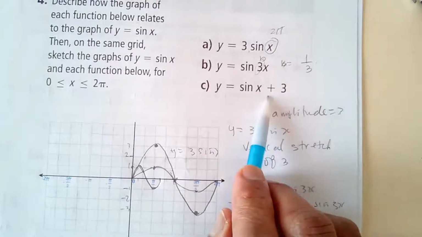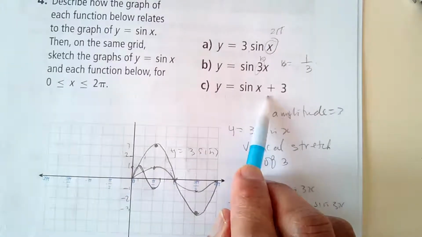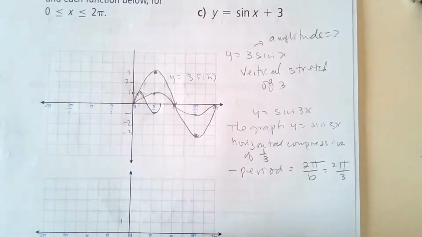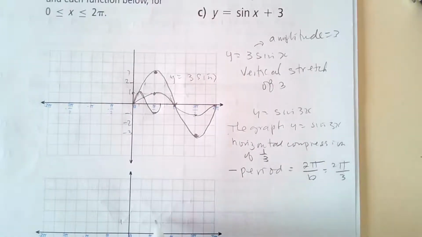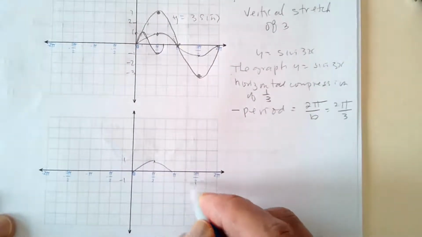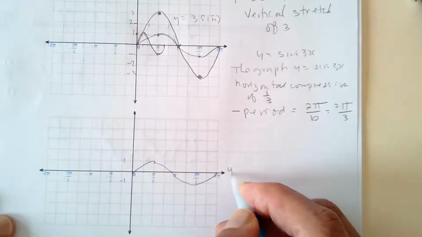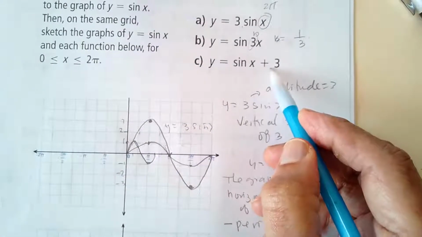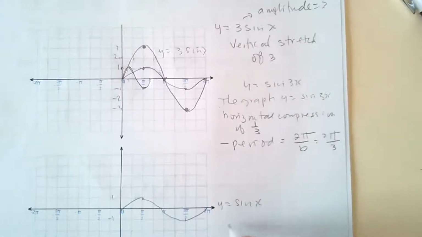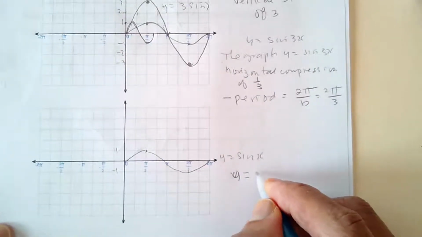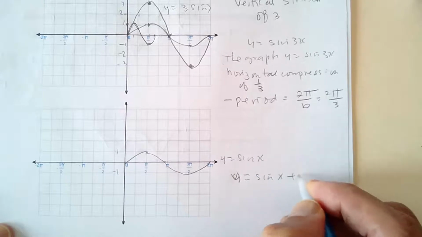And the last one, here we have a vertical shift of 3. So here is my 1 and -1. So if we have a graph, this is my regular sine graph. So y is equal to sine x. Here we have a vertical translation. So y is equal to sine x plus 3.